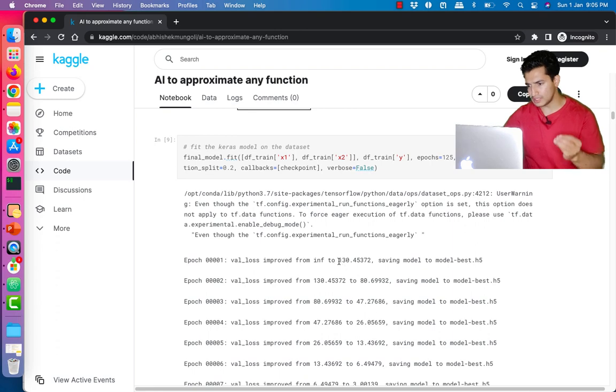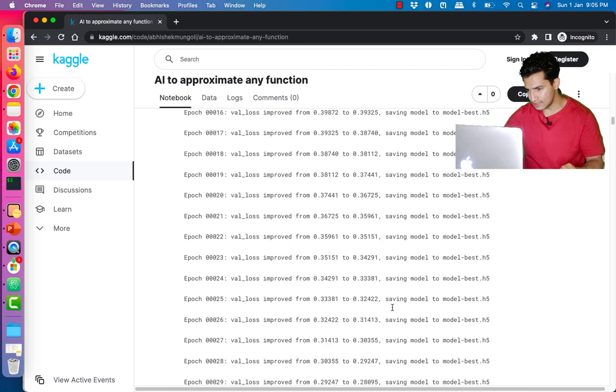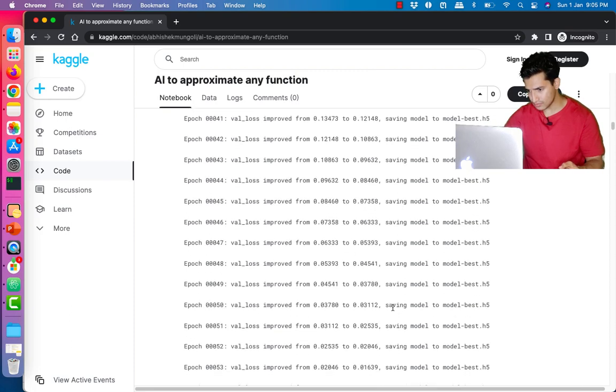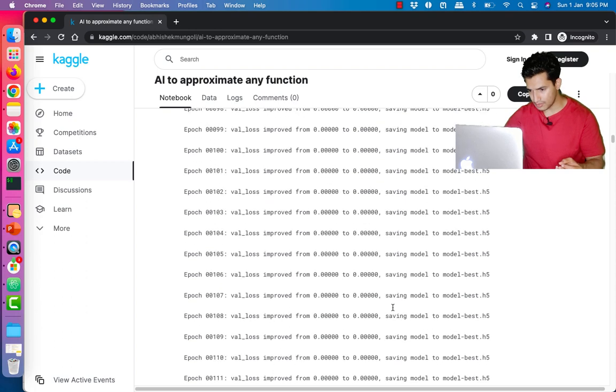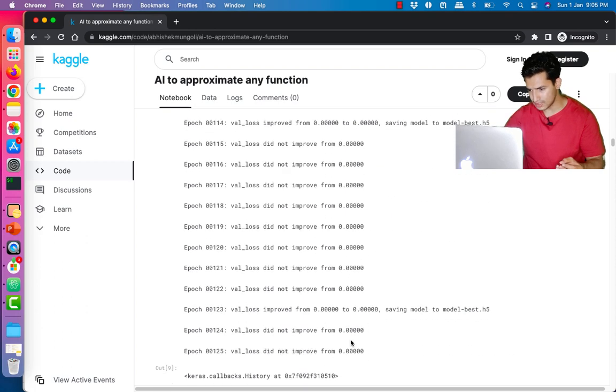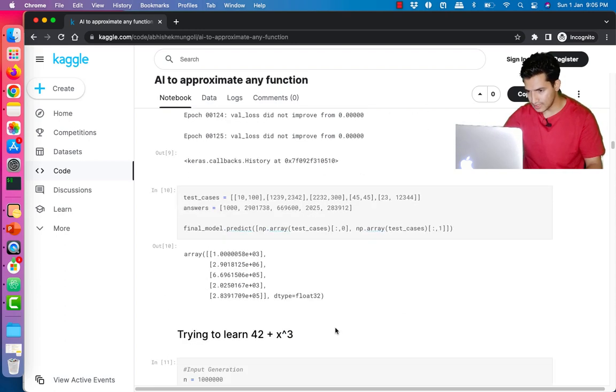Over the epochs, we can see the loss is reducing, and finally it has learned how to multiply two numbers. We have trained it for about 125 epochs, and the loss function has reduced almost to zero. We can see on some test data, 10 into 100 is 1000, and the value that we have got is also about 1000. This is 2901738 and 2.90 into 10 to the power 6. So we can see the answers are very close.